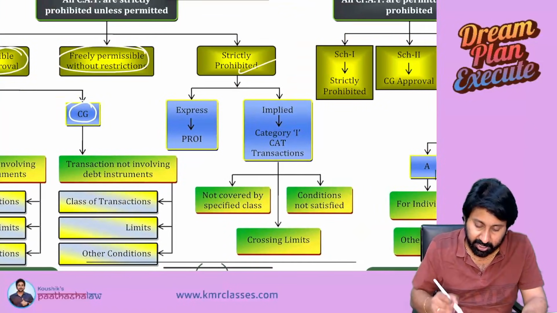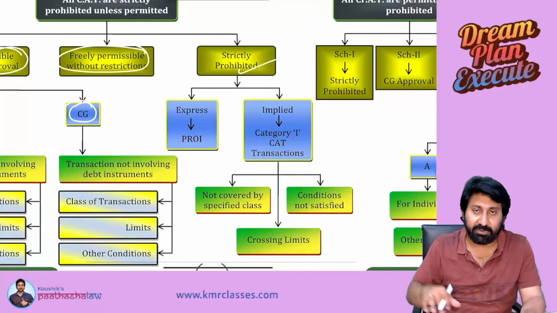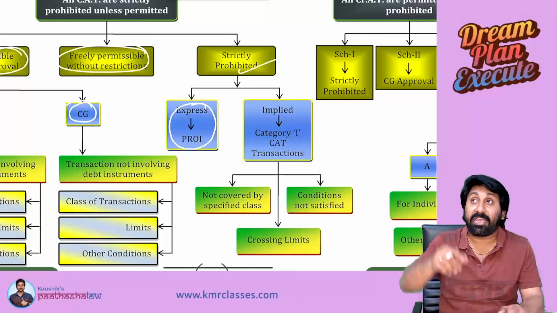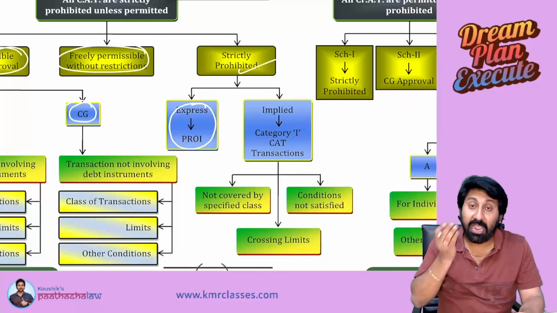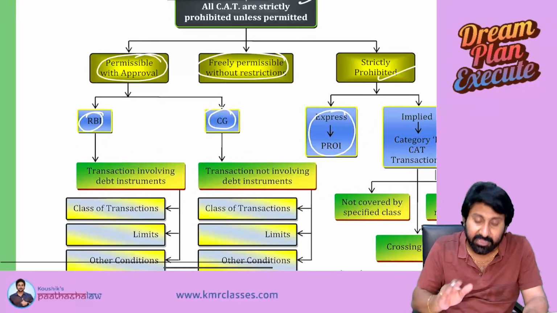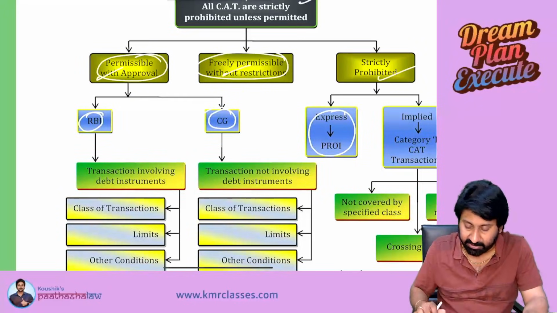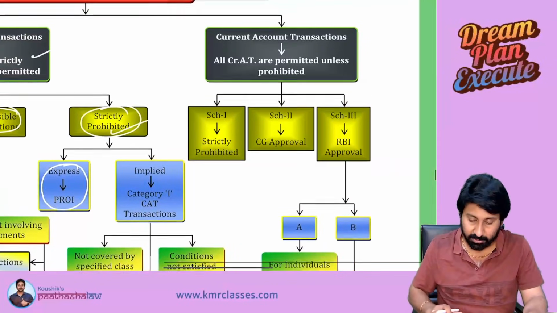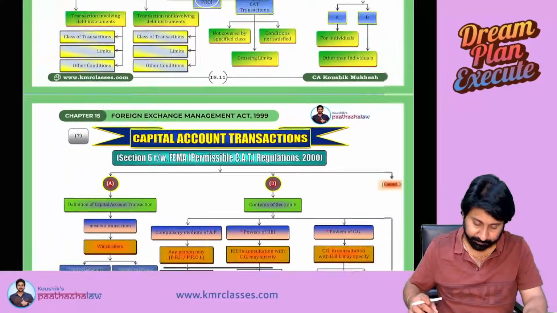Next, strictly prohibited. Some are freely permitted; we will see what those are. Next, strictly prohibited. For PROI, some express prohibitions are given. Along with that, for PROI and PRI, anything that does not come under these will automatically fall under strictly prohibited. Okay? Next.